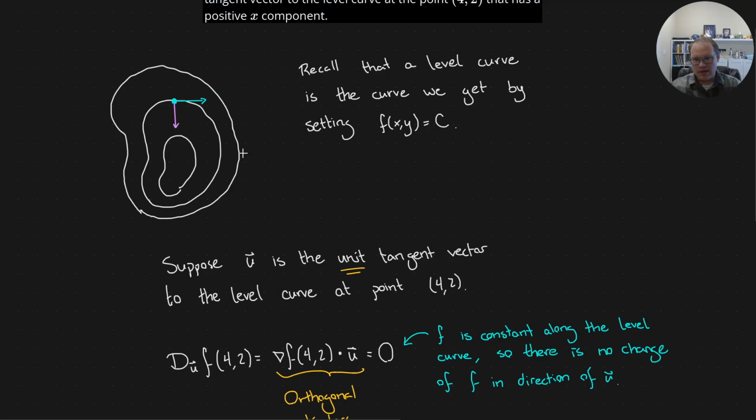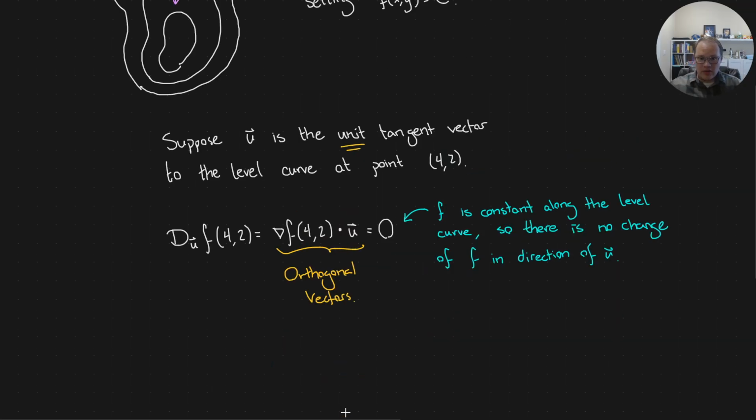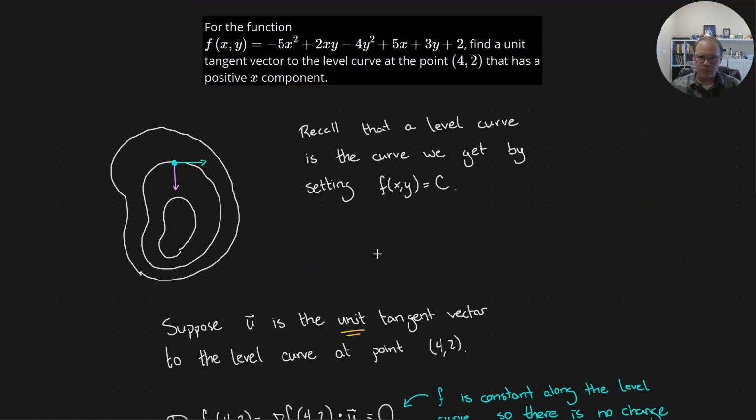And that means that the vector tangent to the level curve is going to be orthogonal to the gradient. Okay? So our strategy here is to find the gradient and then find a vector orthogonal to that gradient. And you'll see it's actually going to be pretty easy once we find the gradient. So let me just copy this down here, just so we can reference it.